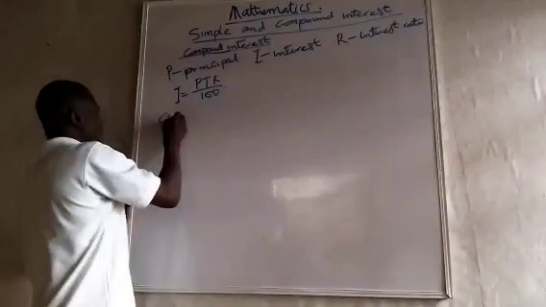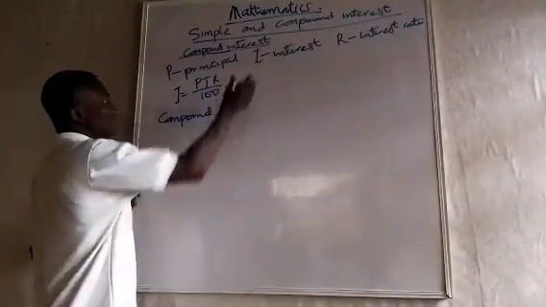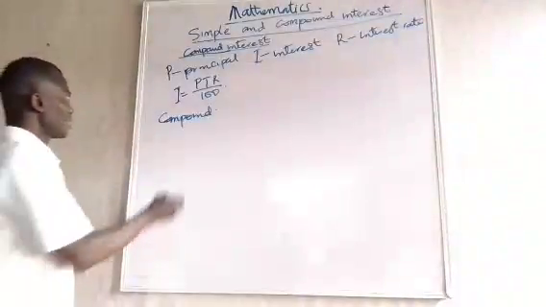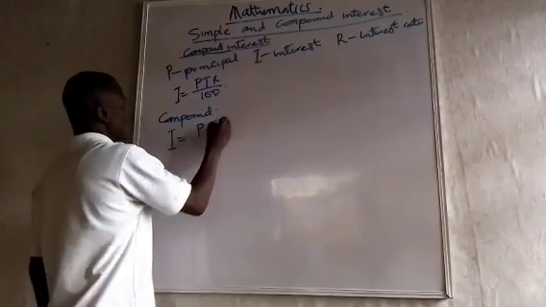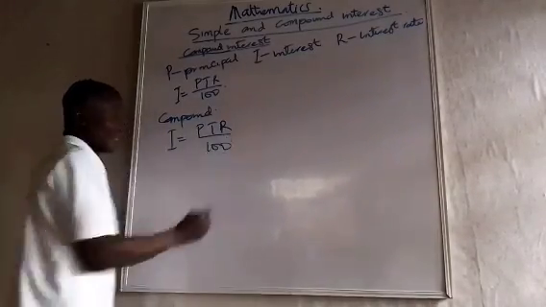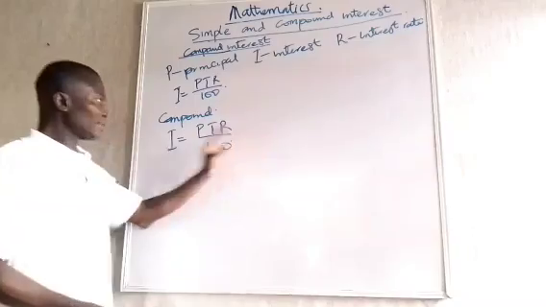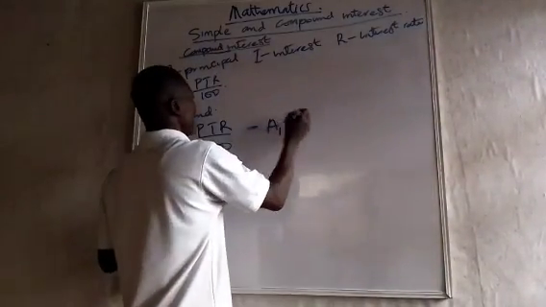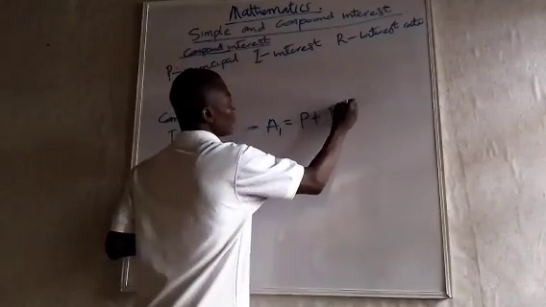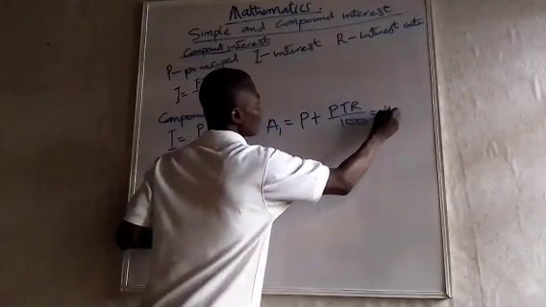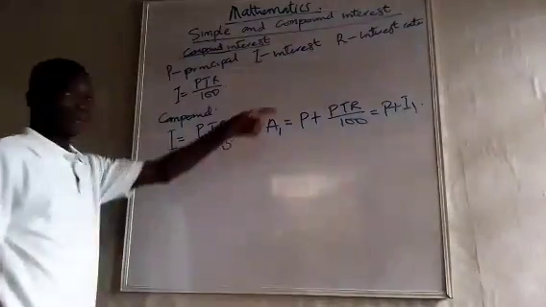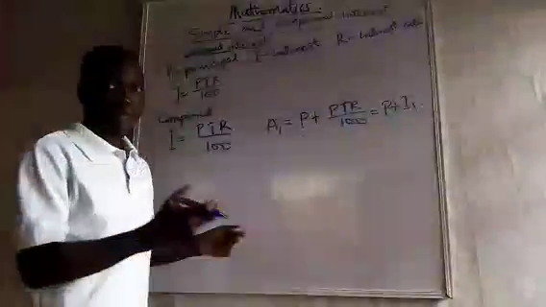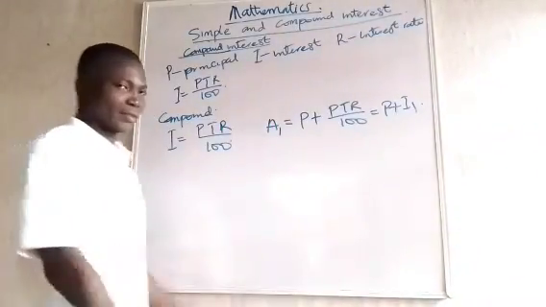For compound interest now, we have the rate per annum. We first of all calculate the interest for the first year. That is I equals principal times time times rate over 100. If it ends at that first year, the total amount we have at this time, A, is going to be P, principal, plus interest. That is the amount. If I want to recover my old investments after that time, I can just harvest it like that.